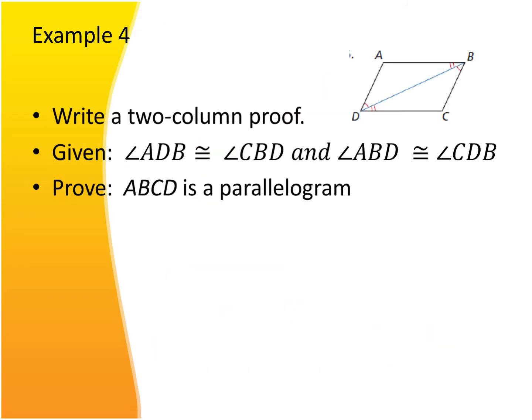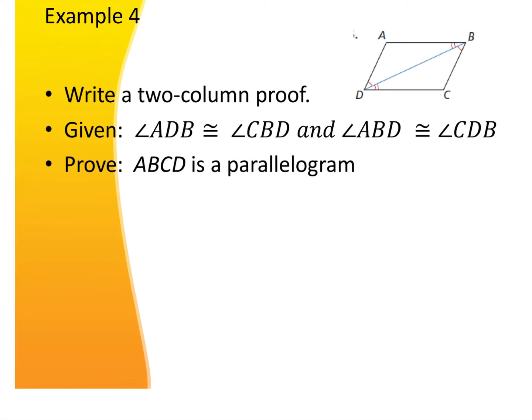So we're going to write a 2-column proof. Let me go ahead and set it up. My given is already labeled in my picture. So I have statements and reasons.